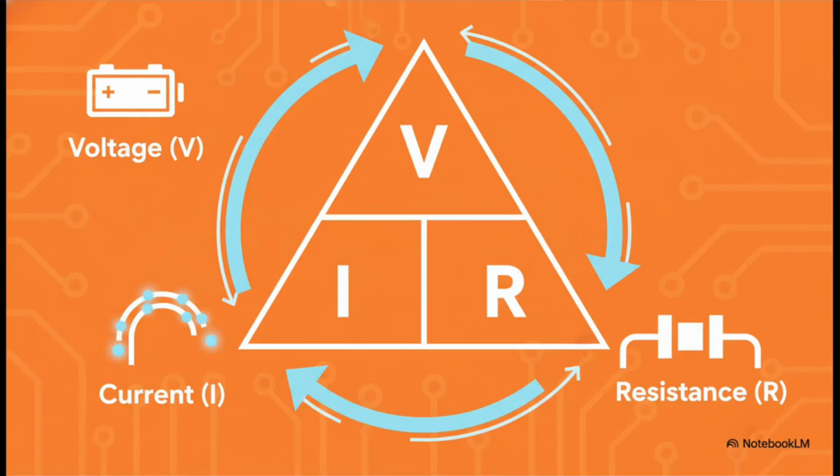Now, here's the cool part. These three things, voltage, current, and resistance, are all tied together by one beautiful, simple formula: Ohm's law. As you see here, voltage equals current times resistance. They're in a constant dance. If you crank up the voltage, the pressure, but the resistance stays the same, well then the current, the flow, has to go up. It's the fundamental rule of the game.